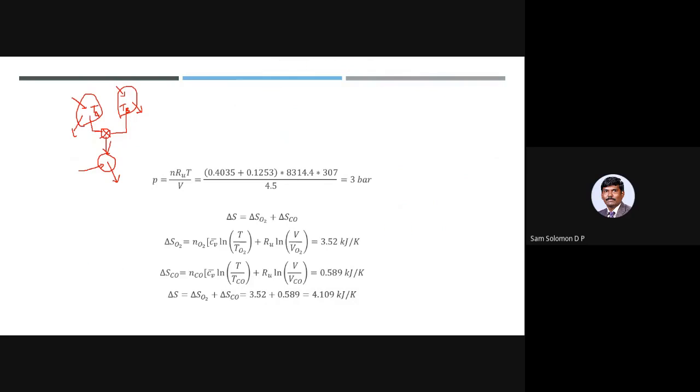Okay. And they are asking you to find out the change in entropy. So you can follow the same procedure as we have done before for delta S of oxygen and delta S of carbon monoxide, and you can get the answer. And I think this should be a minus. This is not plus, this is supposed to be minus. So that will give you the total change in entropy. Okay.